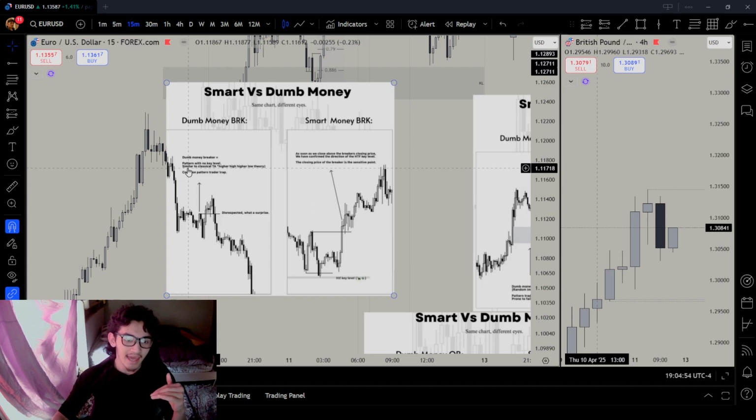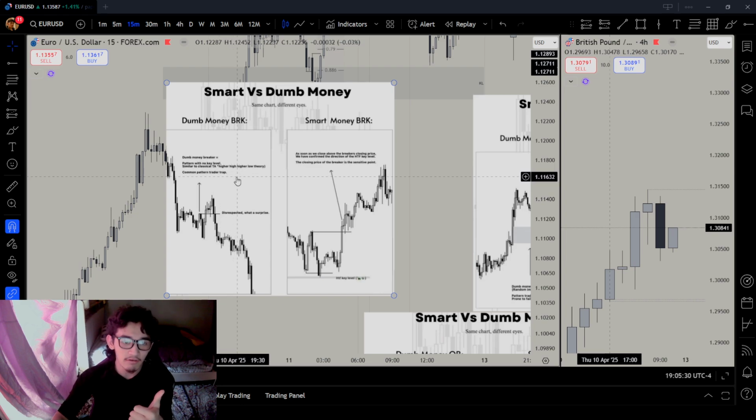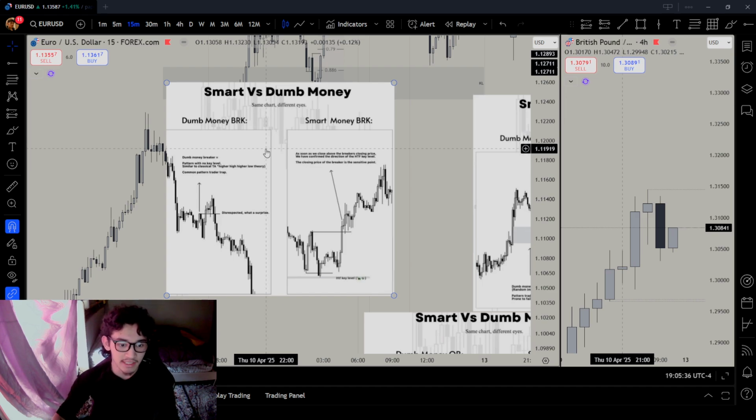A dumb money breaker is a pattern with no key level. So this breaker block, this last up-closing candle, swept out the low but never tapped the higher time frame key level. Similar to the classic TA higher high, lower low theory, right? People make some theory like that, but this is a pattern, a dumb money breaker, which does not tap any key level. And keep in mind, this is not my PDF. I will explain it the way I would like to explain it, but this is correct.